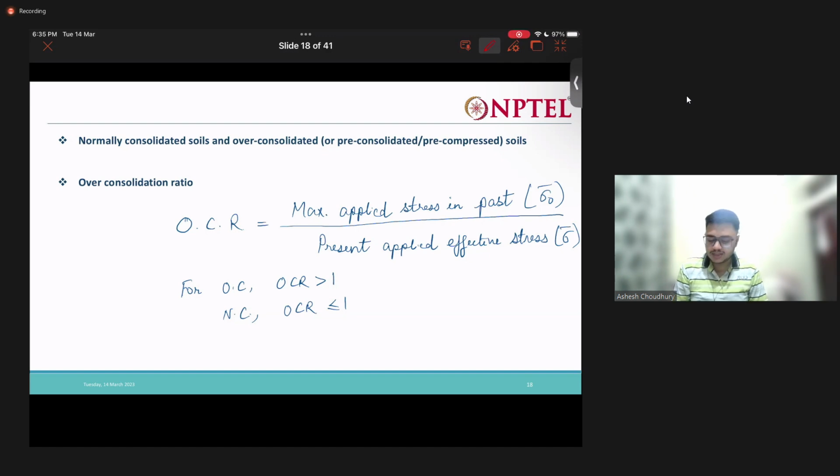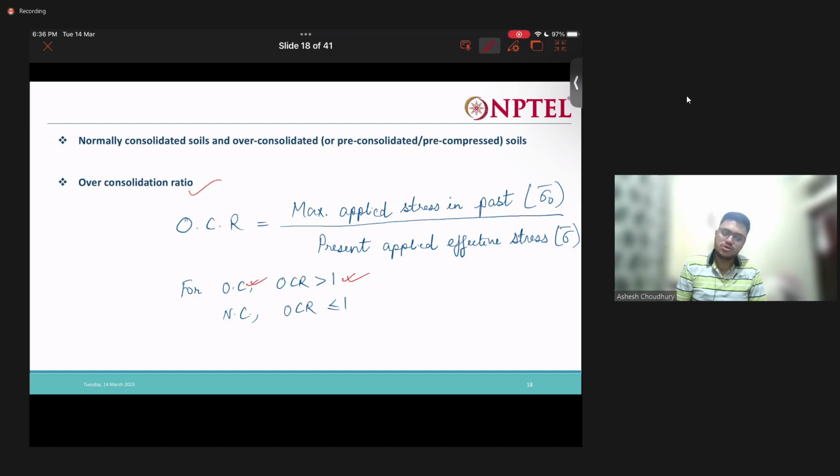To understand this better, a term is defined which is known as the over consolidation ratio, which is given by the maximum applied stress in the past divided by the present applied effective stress. For over consolidated soil, in our example, the maximum applied stress in the past was 100, and our present effective stress is 25. So the OCR is greater than 1. And for normally consolidated soil, it is generally equal to 1.